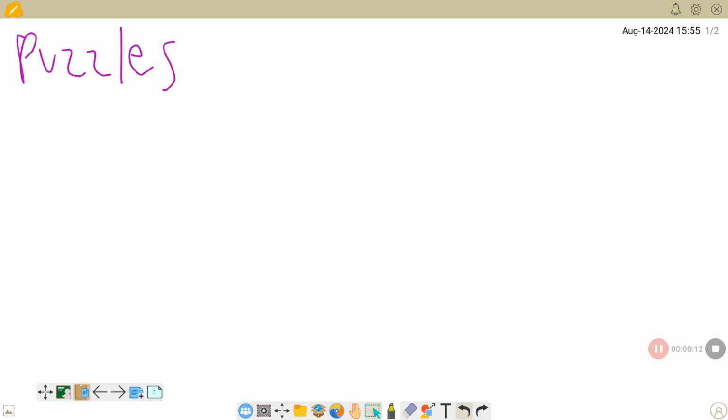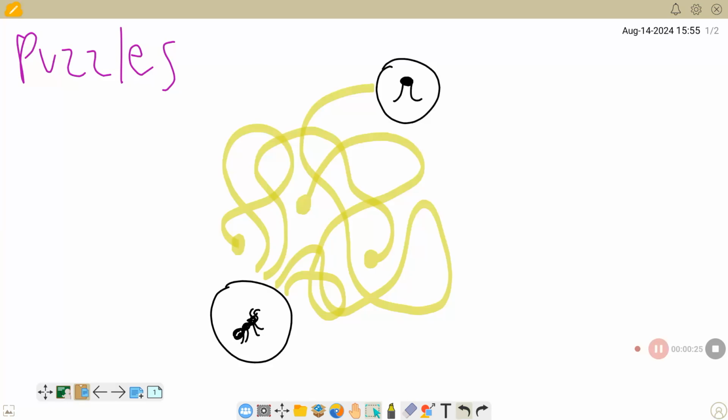Today's learning goal is understanding the concept of finding a path in a graph or a labyrinth and solving different puzzles. Our first example is to find the path using one of the strategies. We need to try and get the ant to its mound. There are multiple different ways that we can do this, but we need to choose the most efficient.